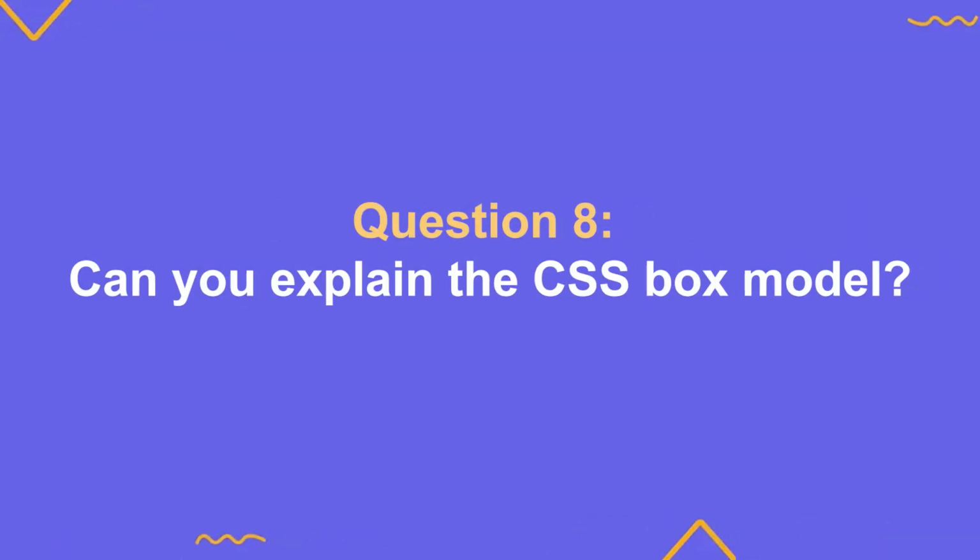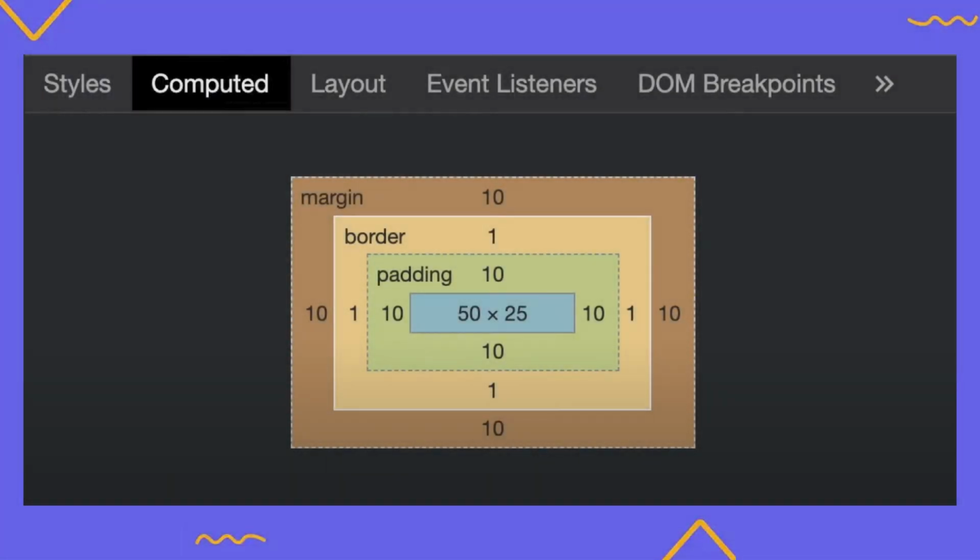Question 8. Can you explain the CSS box model? The box model allows you to calculate the total space an element will occupy on the page. It includes the content itself, padding, inner margin, border, element border, and margin, outer margin.